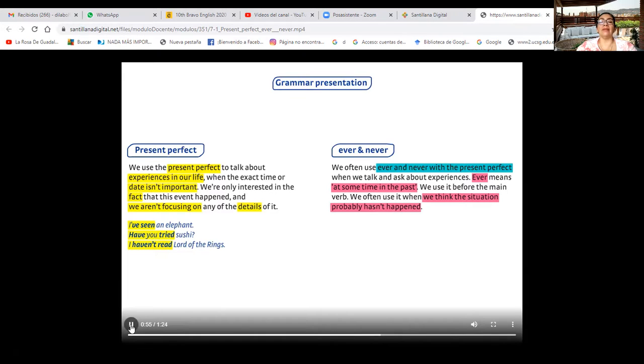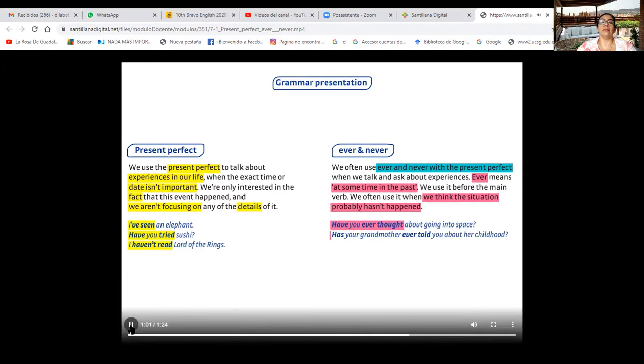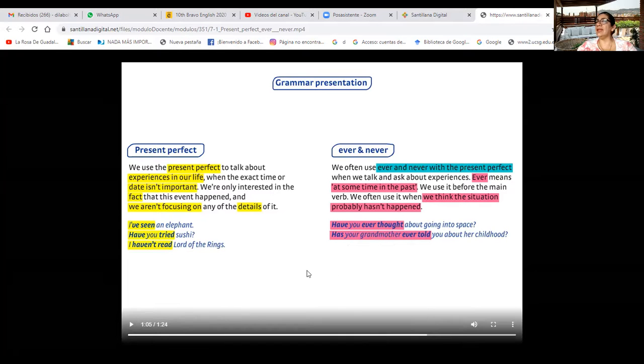Attention with the second part. Have you ever thought about going into space? Has your grandmother ever told you about her childhood? As you can see here, have you ever is in the question. Has your grandmother ever is in the question. Ever and the past participle of the verb, ever thought. Ever told, ever and the past participle of the verb, with have or has, okay? Ever is specifically used in the question, okay?